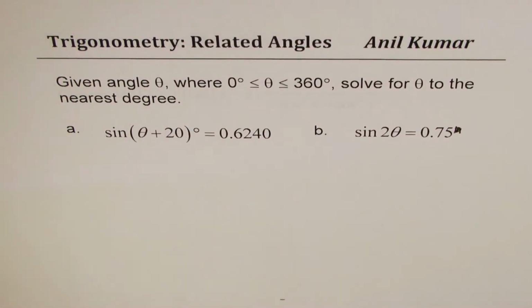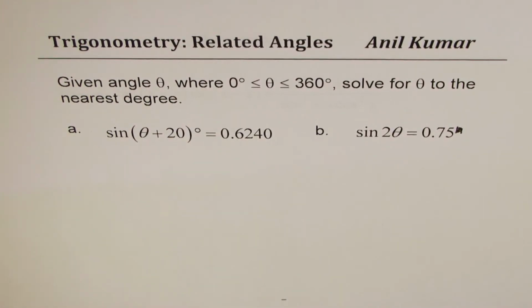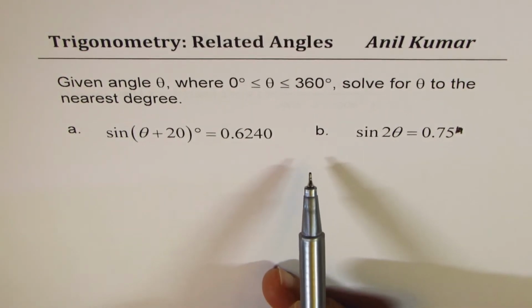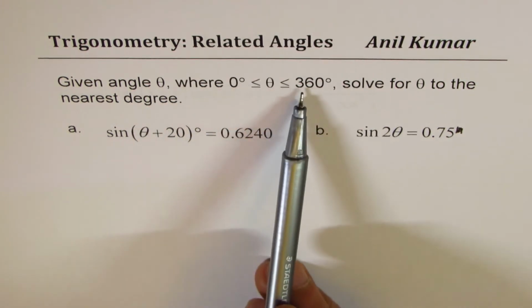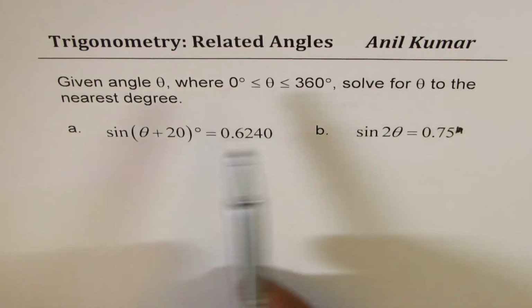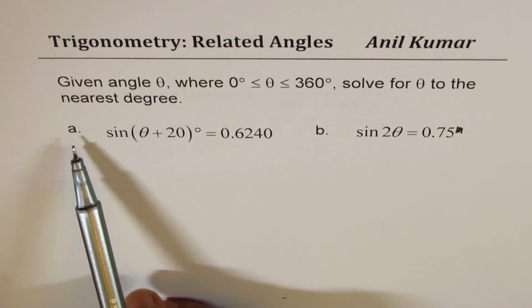Now here is a test question for you. We have already done angles related with sine, cosine and tan. The question for you is, given angle theta, where theta is between 0 and 360 degrees, solve for theta to the nearest degree. Part A.